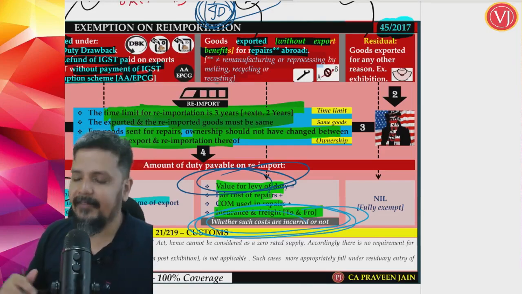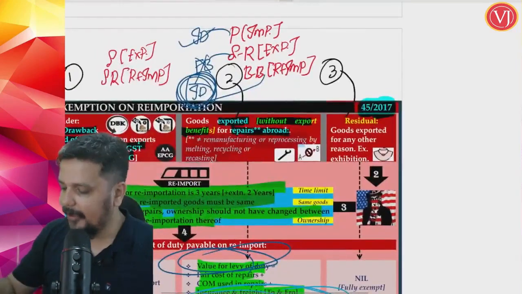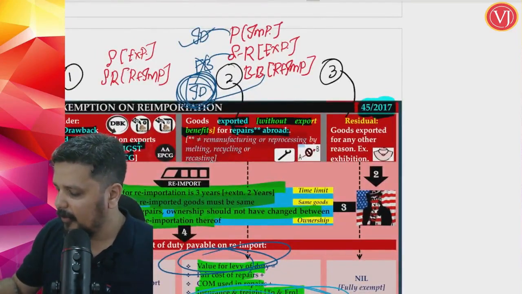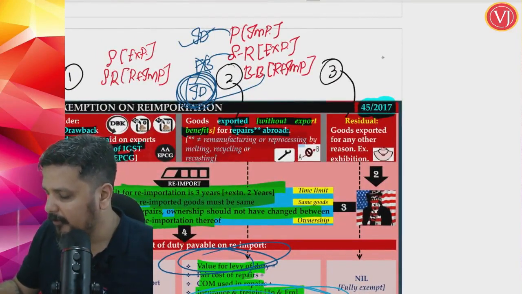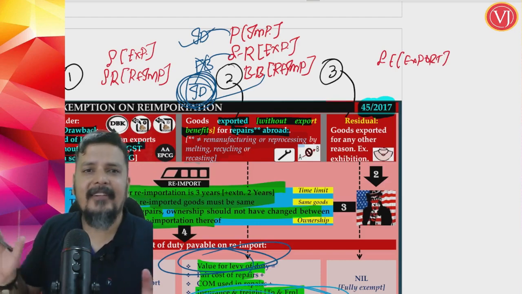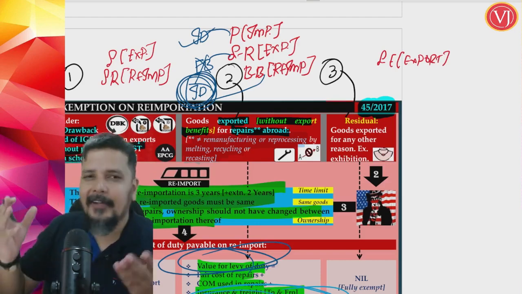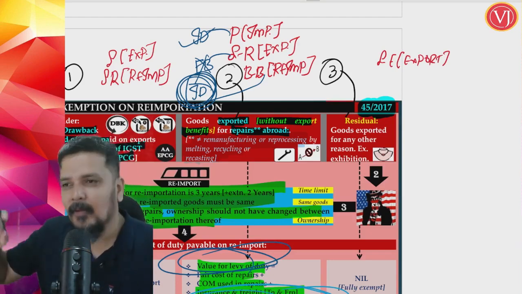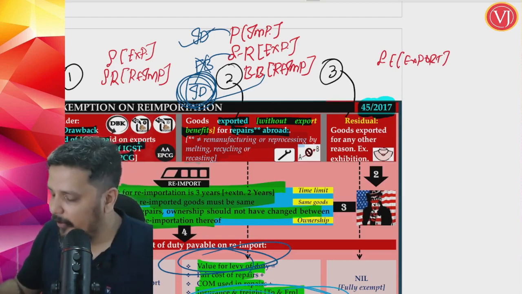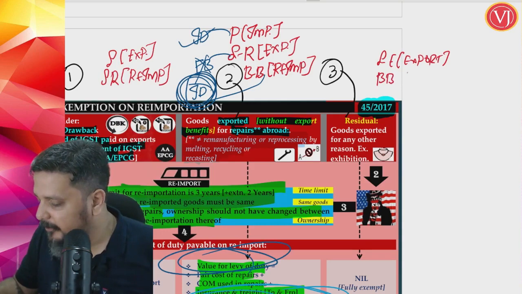And the last scenario, what is happening here? You have sent the goods for exhibition, export. You are not selling the goods. After the exhibition is over, what will you do? You will bring it back to India, re-import.